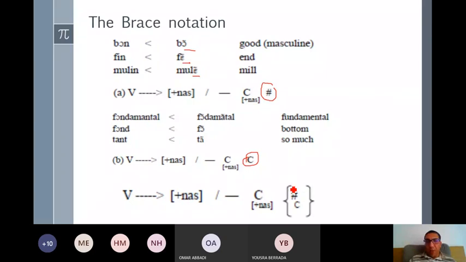That is, a vowel is nasalized when it is followed by a nasal consonant, either word finally or when a consonant follows the nasal consonant. That's the meaning of the brace notation, to express the alternate or disjunct environment. All right, so that's the brace notation.